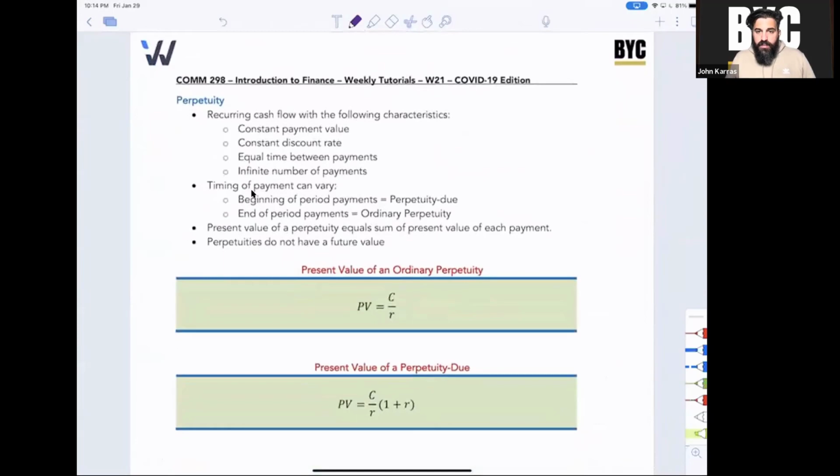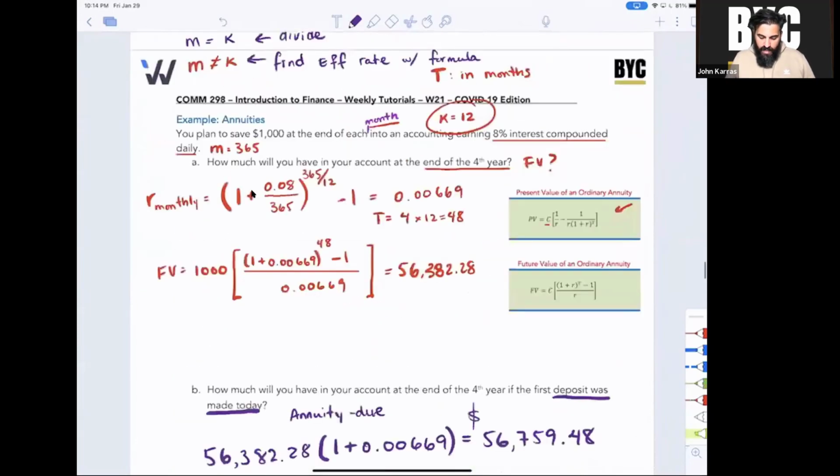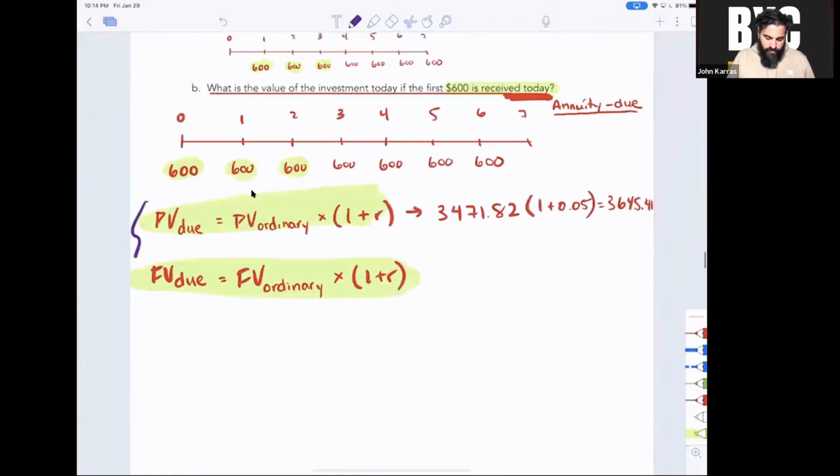Is the formula FV due equals FV ordinary times 1 plus R then? Yes, exactly. Same rules. Whether it's future value or present value, it's the same.